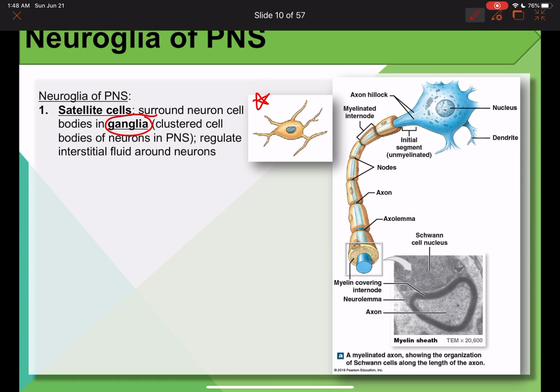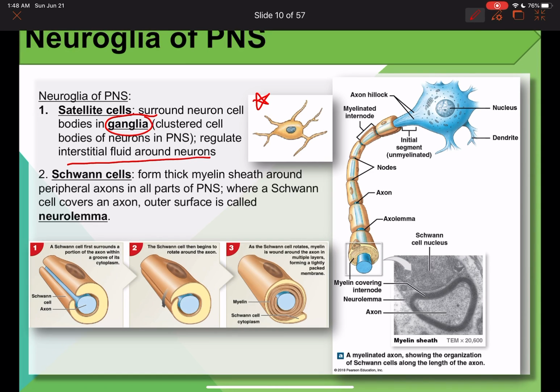And these satellite cells help to regulate interstitial fluid around the neurons as well, kind of like what the astrocyte is doing in the central nervous system. And then the other analogy of oligodendrocyte in the central nervous system that exists in the peripheral nervous system is Schwann cells, okay? So just like oligodendrocyte, Schwann cells form these thick layers of myelin sheath around the axon itself, okay? So they form around peripheral axons because these are neuroglia of the peripheral nervous system, okay?